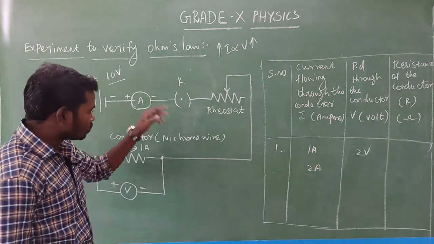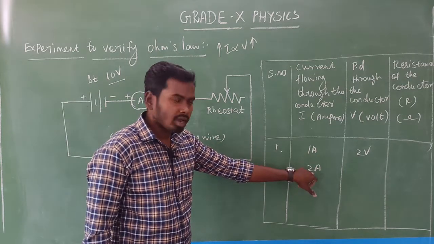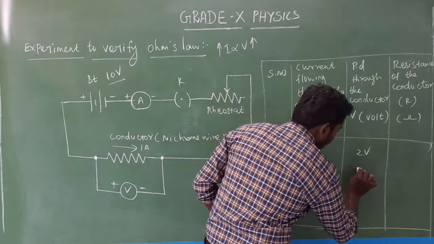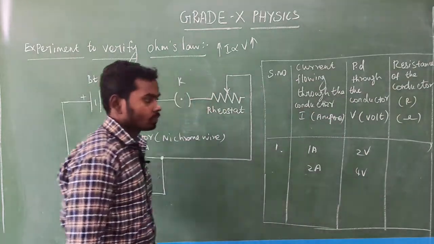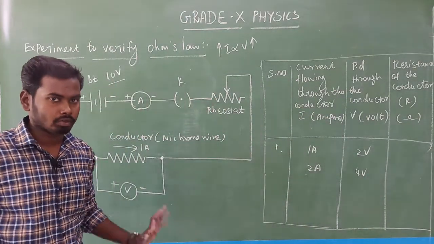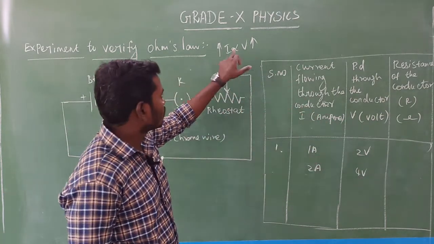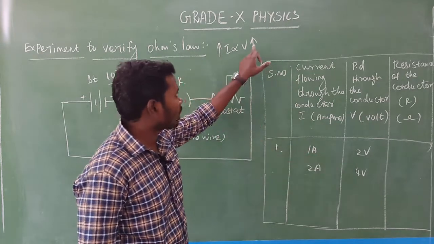So when 2 ampere current is allowed along with this circuit, the potential difference value will be 4 volt. Okay, this is for an example, so you don't get confused. The potential difference value is 4 volt. Is it clear? Yes. So when I increases, correspondingly V also increases.